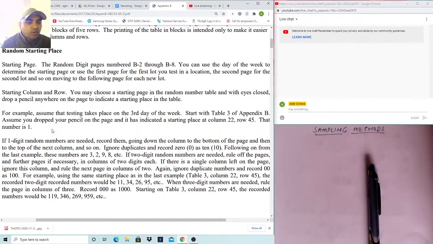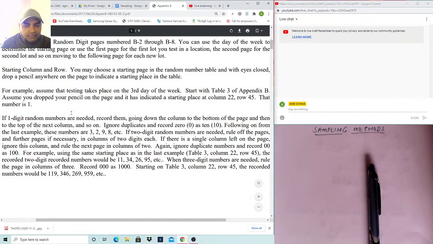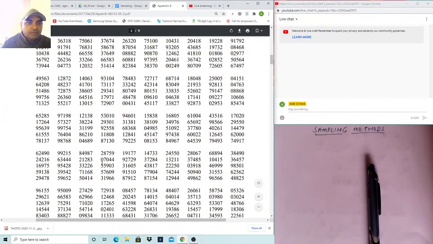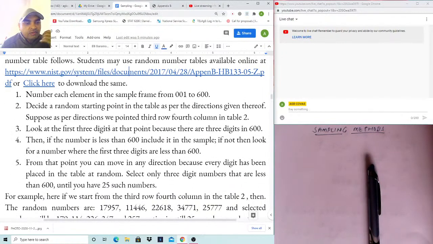For example, assuming that testing takes place on the third day of the week, start with table 3, appendix B, and assume you dropped your pencil on the page and it indicated a starting place at column 22, row 45. So that is number 1. This is how we use these random tables. Now in our practical, let us see how we will be using it.